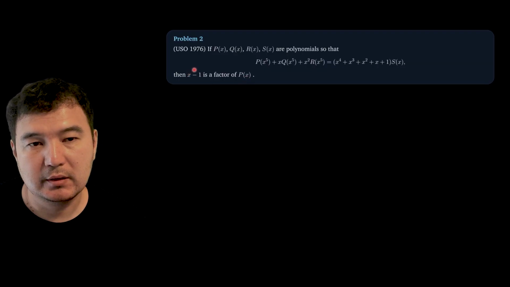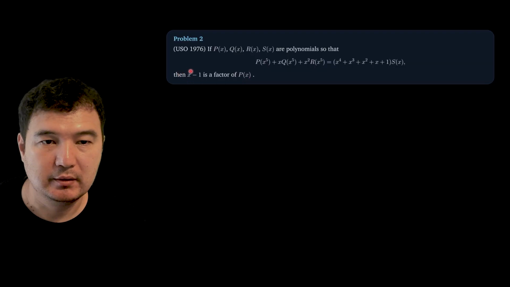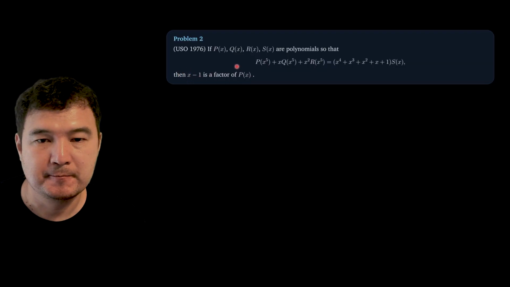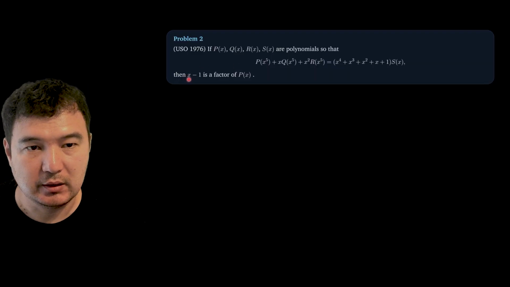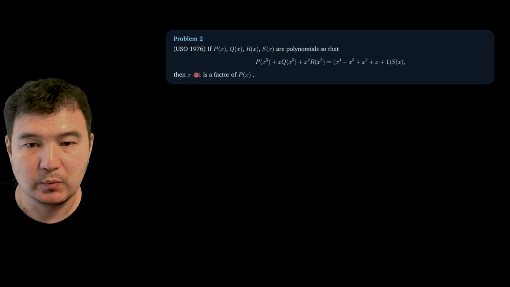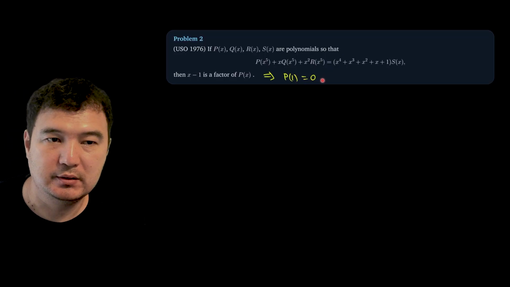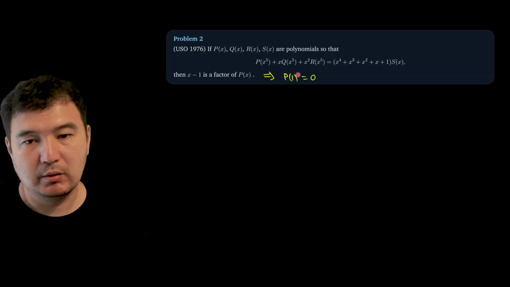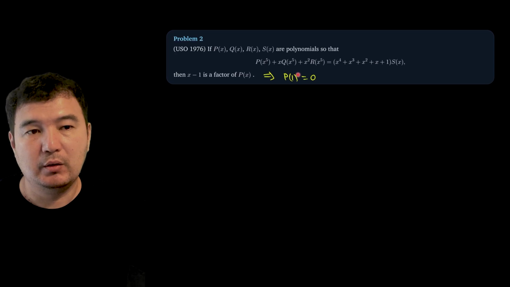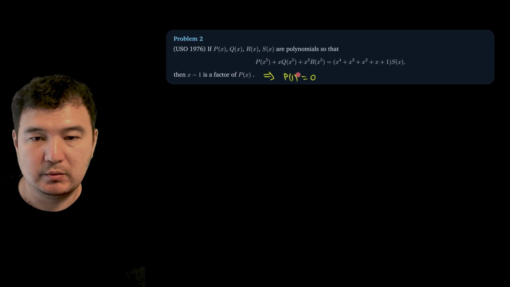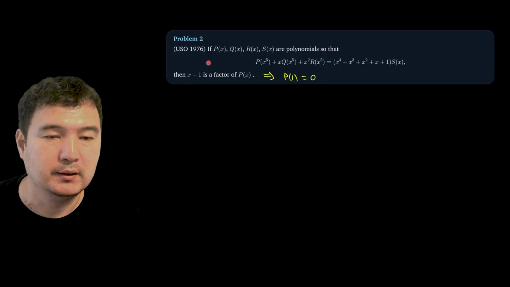So let's start with the idea of what we are going to prove. What does it mean that x minus 1 is a factor of p(x)? It means that 1 makes this 0, so 1 is a root of p(x). Basically, we want to prove that p(1) is equal to 0, or in other words, you can try to find the value of p(1). If it turns out to be 0, then you are done with the problem, right?